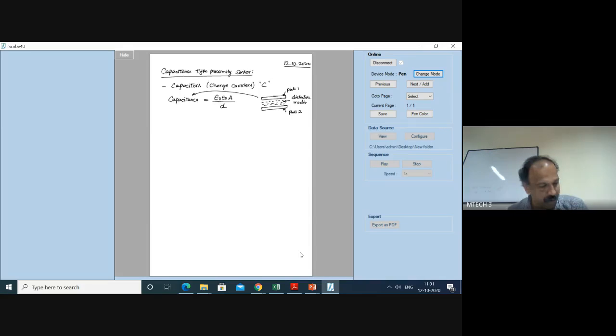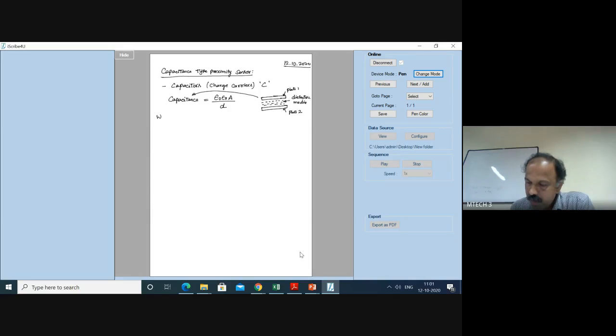So this is the basic principle. The capacitance depends upon the plates, the type of the dielectric media, and the distance between the plates. Here the capacitance C equals epsilon naught epsilon r A divided by D.